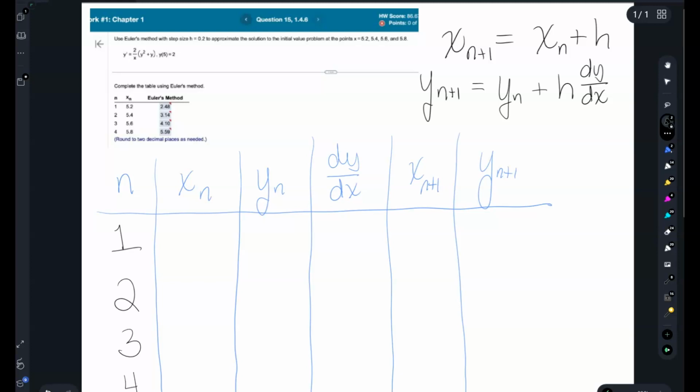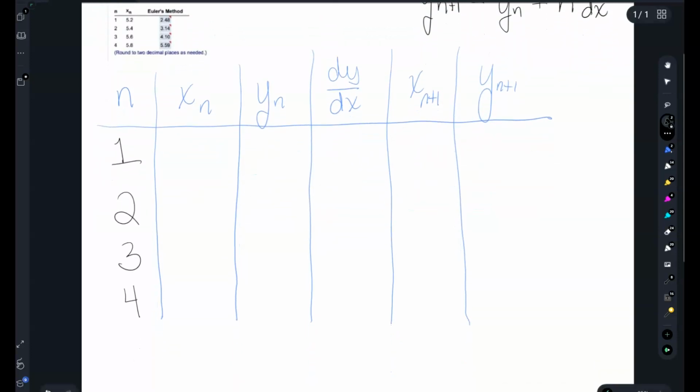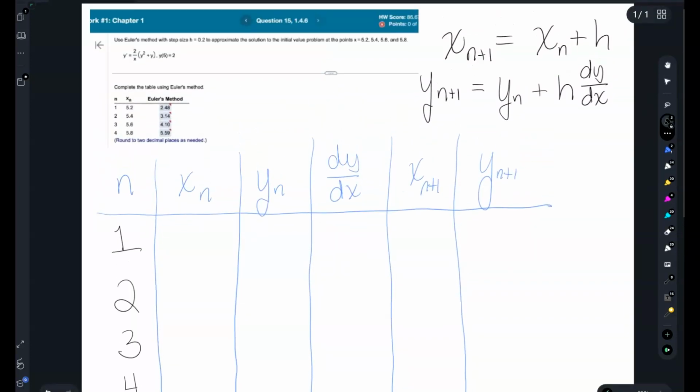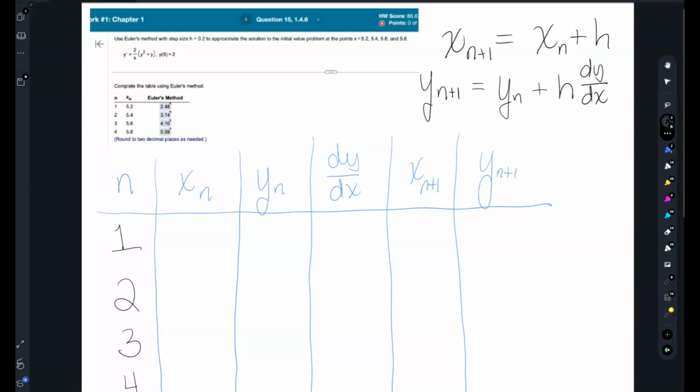Sometimes you will be asked to find a specific value. It's also possible that you'll just be asked to perform a certain number of iterations. So at the end of this first row, I will have completed one iteration of Euler's method. x sub n and y sub n are the starting x and y values for that row.